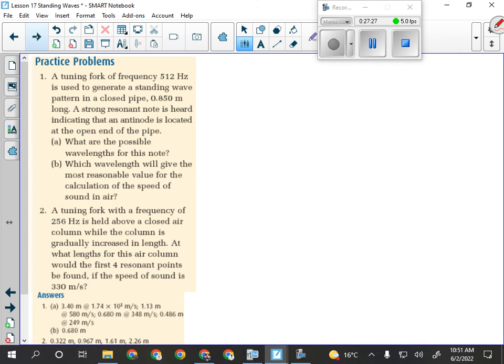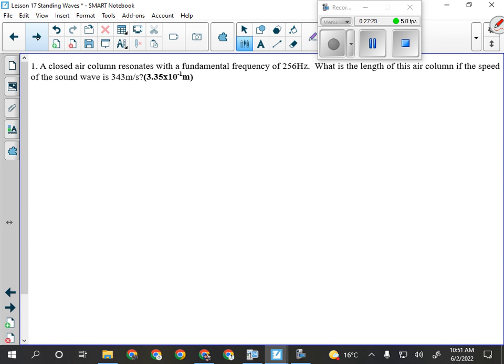Yeah, you know what? Their examples are so bad. I want you guys to try this one, and then we'll walk through it together, see how we do on it first. Okay, so you have a closed air column. It's resonating at its fundamental frequency of 256 hertz. We want to find the length of the air column. So remember, it's a closed air column. Lambda equals 4L. And it tells us it's at the fundamental frequency.